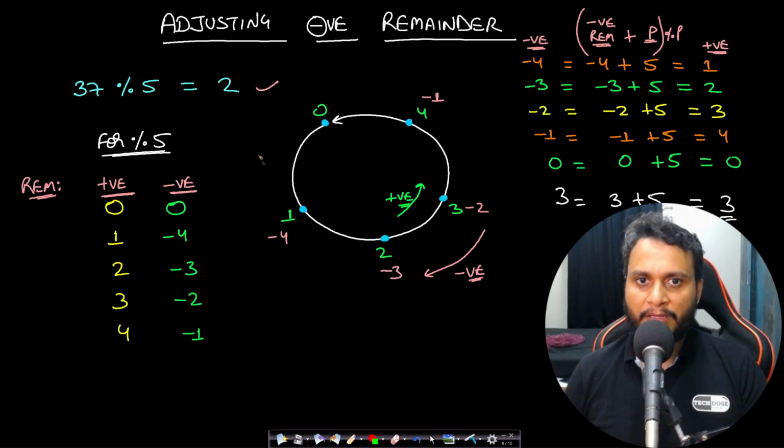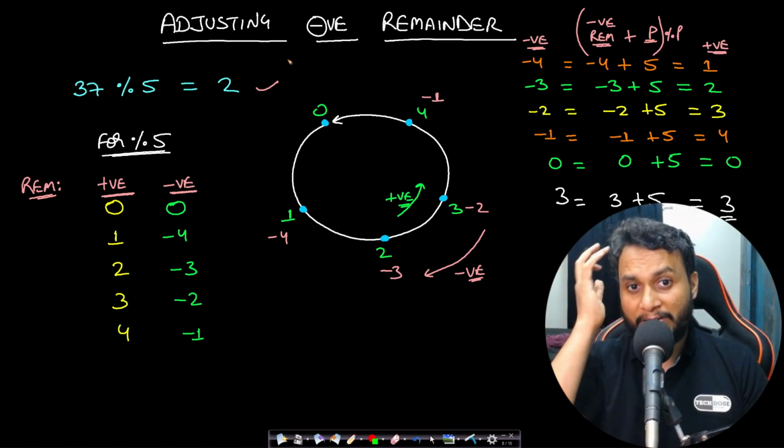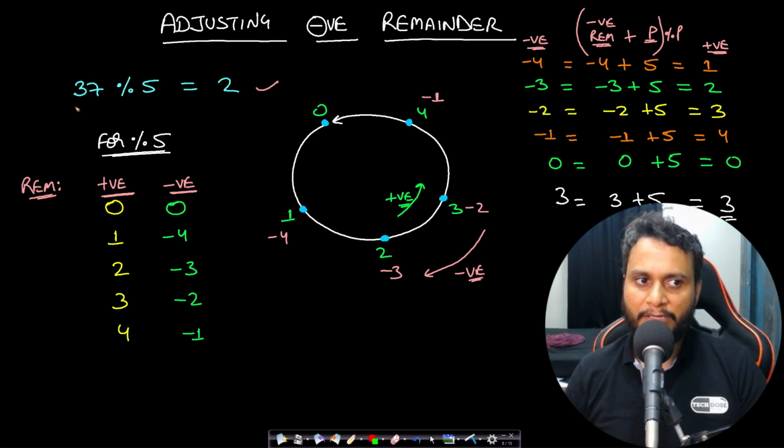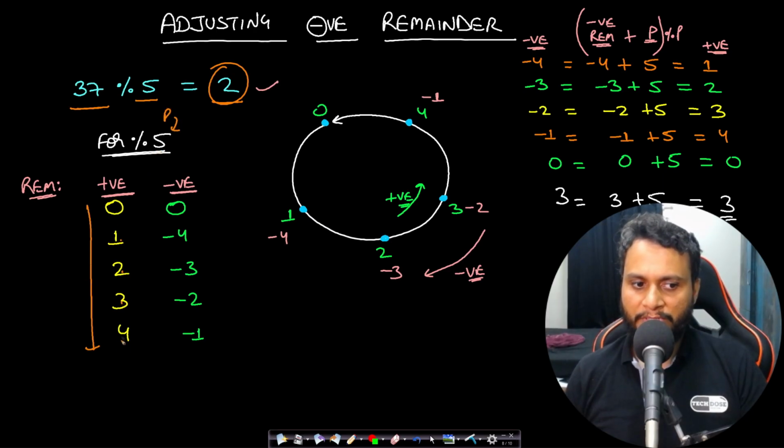Okay, now you can also get negative remainders in this case, so we need to adjust the negative remainders. But let me tell you that 37 mod 5 is equal to 2, so 2 is considered the remainder. What is a positive and negative remainder? Let's say we take the p value equal to 5. Then in case of positive remainder we can have 0, 1, 2, 3, 4. But in case of negative remainder, -1's meaning is 4.